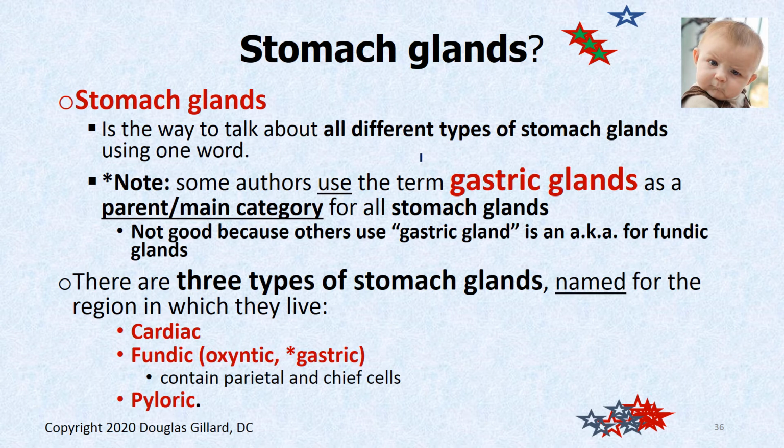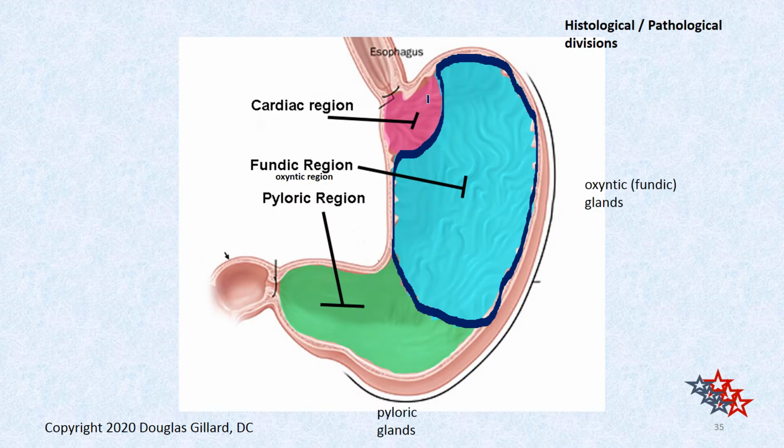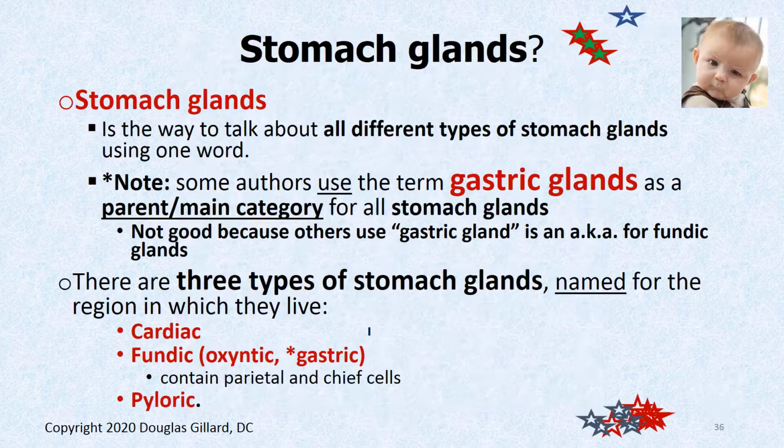So there are different types of glands, right? By region, there are cardiac glands, fundic glands, and pyloric glands. If you want to talk about all three collectively, but say one word for them, it's best to use the word stomach glands. So when I say stomach glands, it means I'm talking about all of the glands of the stomach.